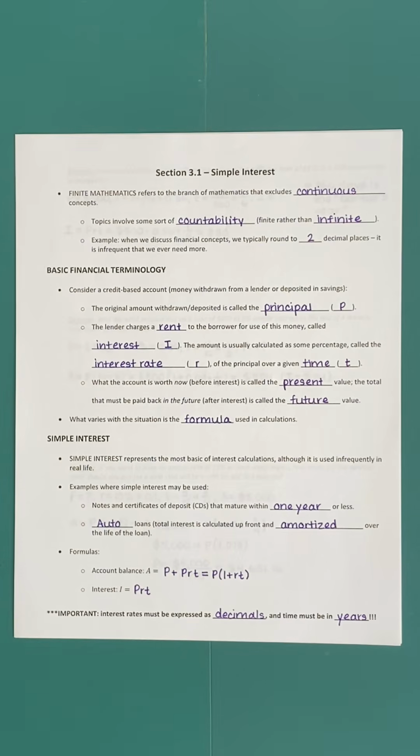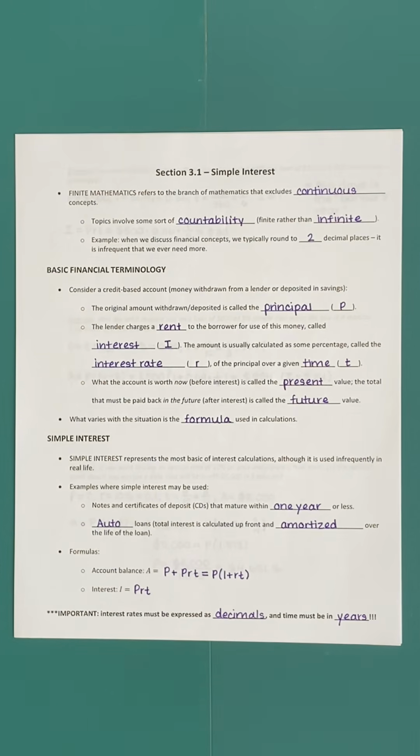Now the lender, that's either going to be the person you're borrowing money from, or if you think of putting your money in the bank, putting it in a savings account where you accrue interest, you are actually the lender. So in a sense, you're lending your money to the bank. So the lender is going to charge a rent to the borrower for the use of the money, for the use of this principal. And we call this rent interest. Interest is going to be represented by a capital I. So the amount of interest per account is usually calculated as a percentage called the interest rate, variable R. It's going to be a percentage of the principal that's calculated over a given period of time, which we're going to represent with the value T.